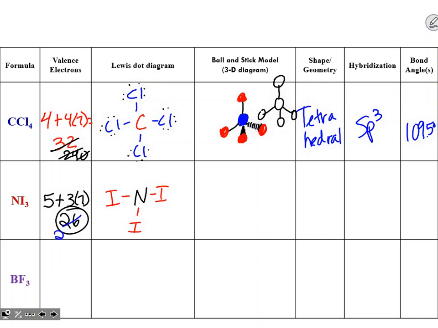Now, I've used 6, I'm down to 20. Satisfy the octets of the ligands by putting lone pairs in. Now I'm down to 2. I've used 18 of the 20. Now, when you have extra, where do you put it? Central atom. And that satisfies the octet of the nitrogen as well. Now, looking here, I have 3 bonded atoms and 1 lone pair. Which shape does that go with? The trigonal pyramidal.